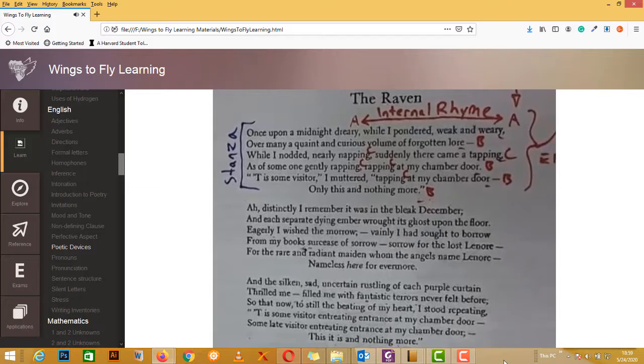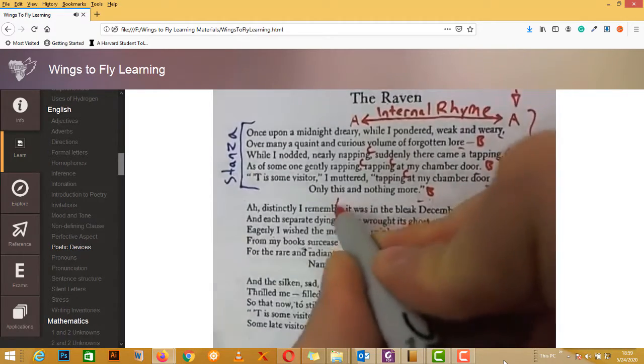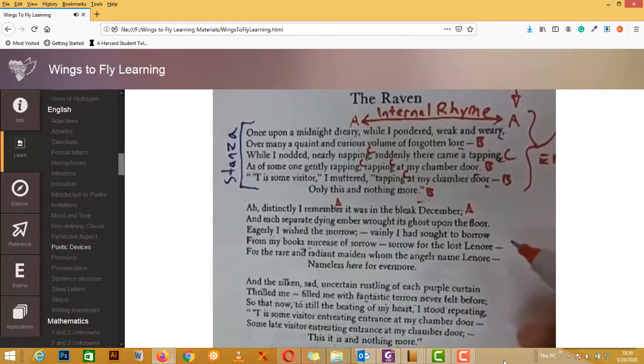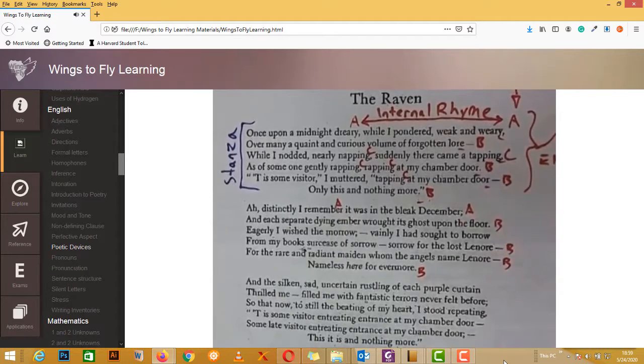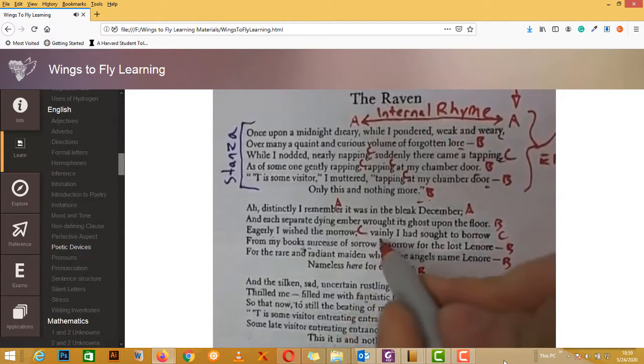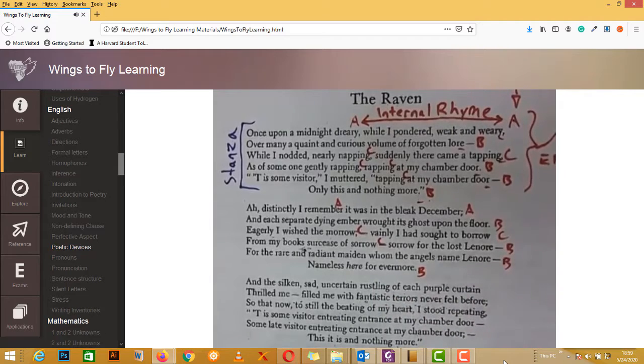So let's take a look at our second stanza, because often stanzas follow the same pattern of rhyme. Let's see if that's true. Here we have remember and December, A, internal rhyme as above. Then we have floor, Lenore, Lenore, evermore. Same pattern as above: the second line, the fourth line, the fifth line, and the sixth line. And then we have borrow, also in the middle here, morrow, sorrow. So the only difference in the C is that there are two up here and only one down here. Oh, there are two sorrows. You're still missing one.